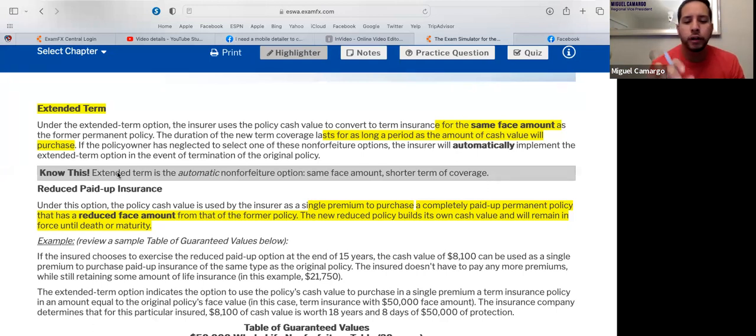Now, let me give you the reality of this. If the policy owner has neglected to select one of these options, the insurer will automatically implement the extended term option in the event of a termination of the original policy. So if you don't choose what to do with it, they're going to automatically take that money and buy you coverage. The name of the game for insurance companies is keep the money in-house. They want to keep as much of your money in their pockets, okay?